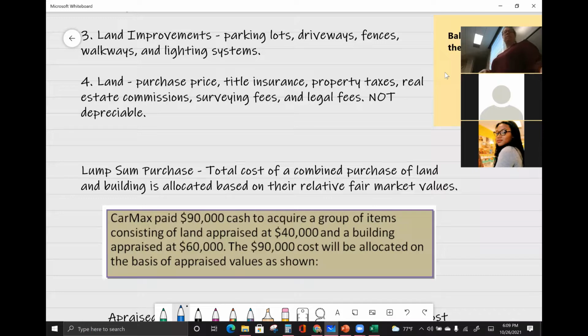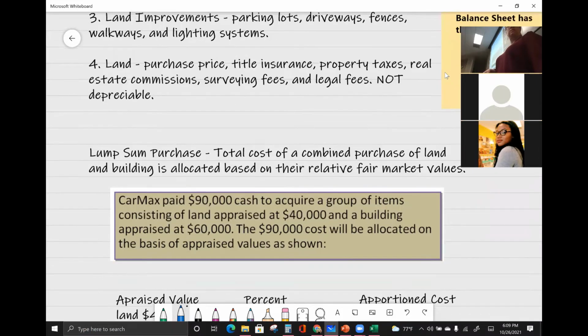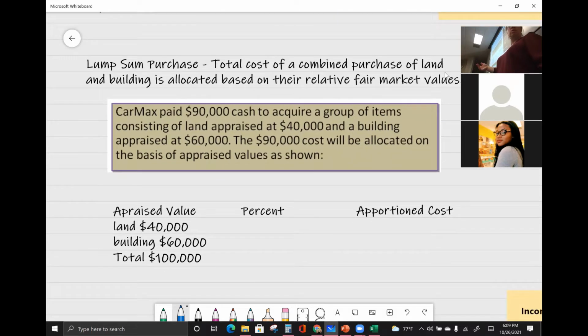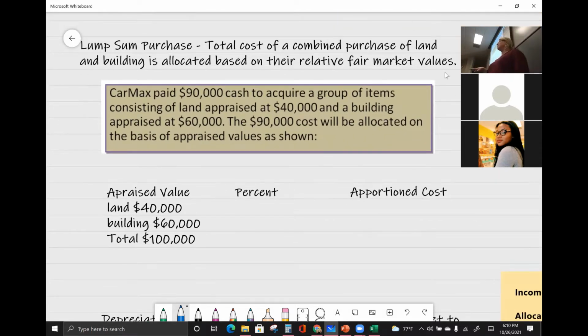So think about the land improvements, driveways, fences. They're not always going to stay brand new, right? They're going to depreciate over time. So you want to set those types of things up, but the land itself will not be depreciated.